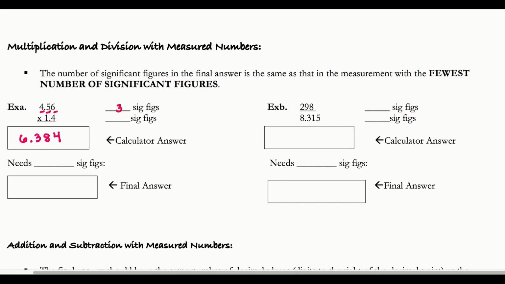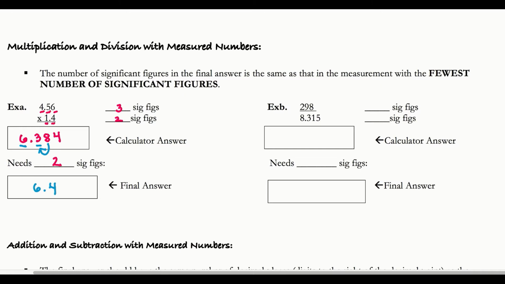1.4, again, decimal is present, so I'm going to count from left to right. 1 is the leftmost number, so it's going to be 1, 2 sig figs, which means, based on the rule that I just read, this answer, 6.384, needs to be rounded to the fewest number of sig figs, which is going to be 2 significant figures, which tells me I'm going to want to keep the 6 and the 3. And so when I'm deciding, do I round the 3 up or leave it the same, I look at the next digit, it's an 8. The 8 will round the 3 up, so my final answer will be 6.4. And that's the correct number of significant figures because I only want 2.